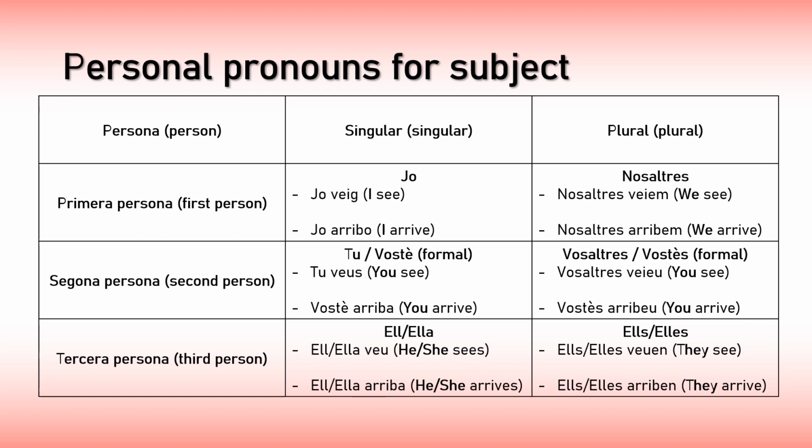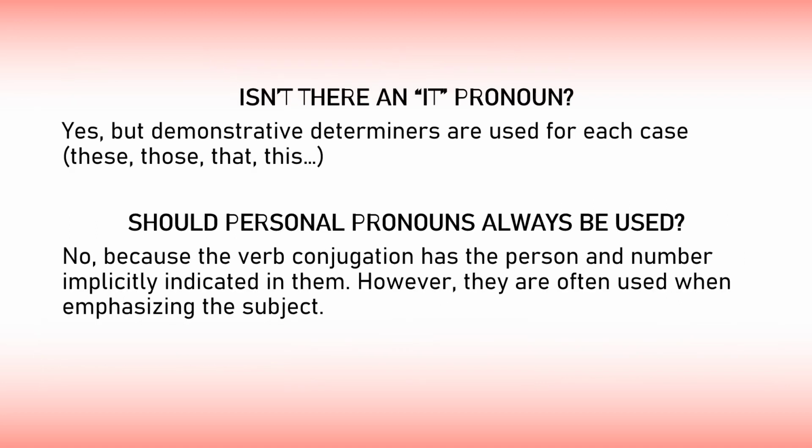So a couple of notes that I wanted to address. Maybe you are thinking about this, you were having some doubts. If you're asking yourself why you didn't see any it pronoun, it does exist. So in the third person, there is a subject for things and not just people. However, there isn't a unique pronoun for this. You use demonstrative determiners for each case. For example, in English, you would use these, those, that, or this.